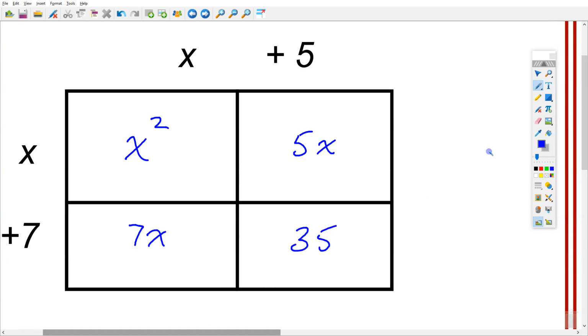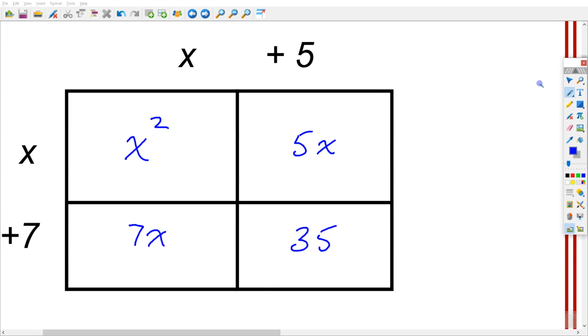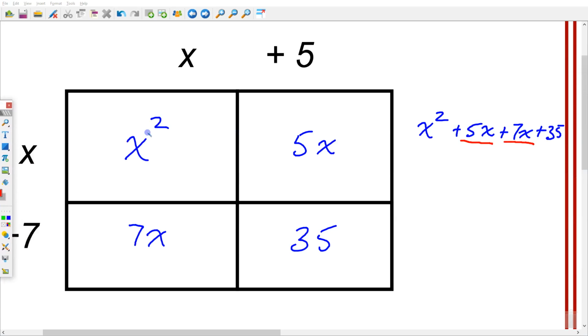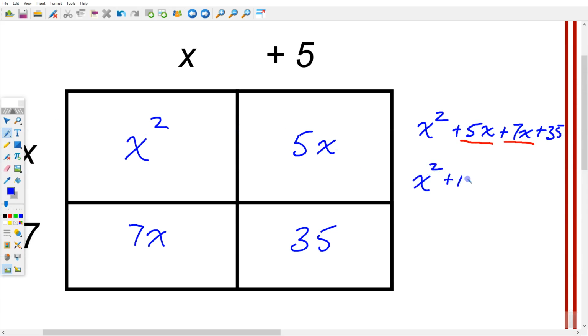So those are our partial products. Then off to the side, we can combine them and add them together. So we have x squared, plus 5x, plus 7x, and plus 35. These two middle terms both have an x on them. They are like terms, so we can combine those and rewrite it as x squared plus 12x plus 35.